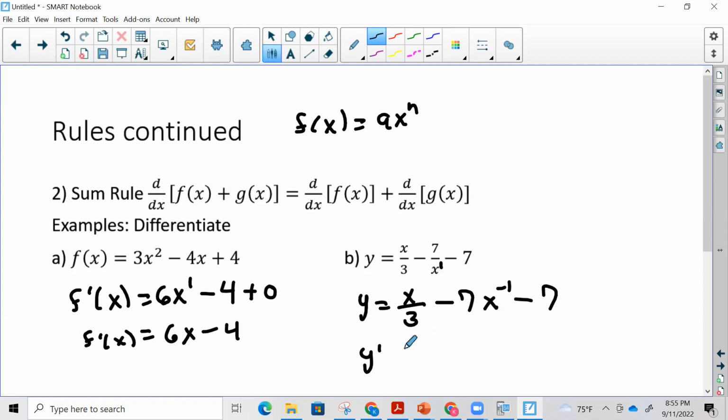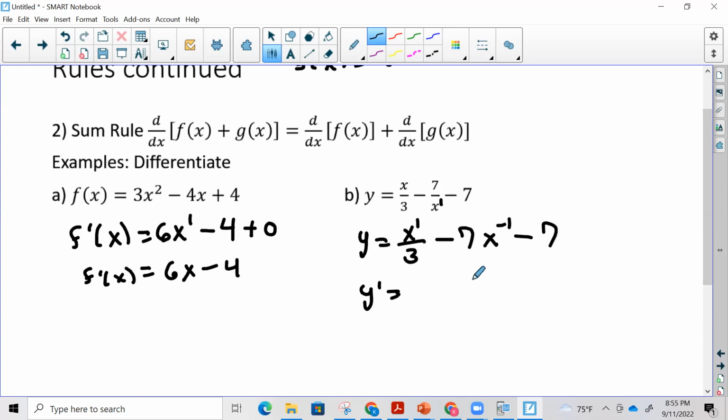Then if we take the derivative, this is x to the first. Again, you can just remember this is a linear function. The slope is just whatever is in front of the x, which is 1 over 3. So the slope is 1/3. You can also bring the 1 down and then do 1 minus 1 is 0, and x to the 0 is 1. That's the other way to think about it.